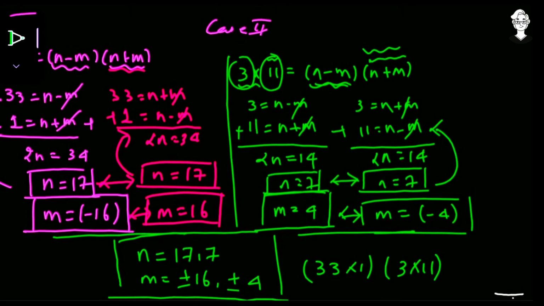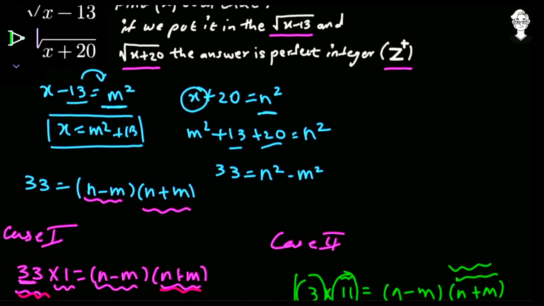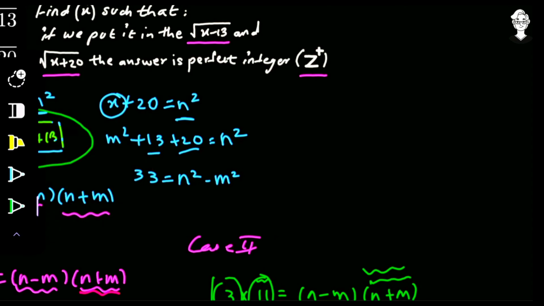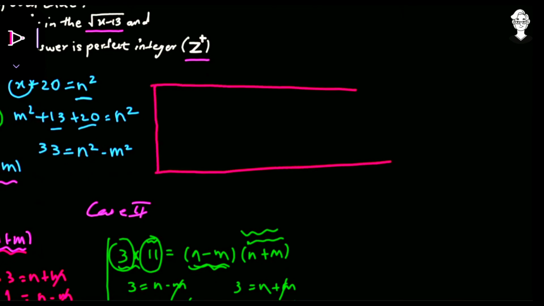So m and n have been obtained, but we have to solve this question for the value of x. Look over here, x is equal to m square plus 13. As x is equal to m square plus 13, I can put the value of m and obtain the value of x. This will require a table because a few more values are there. So let us do that over here.